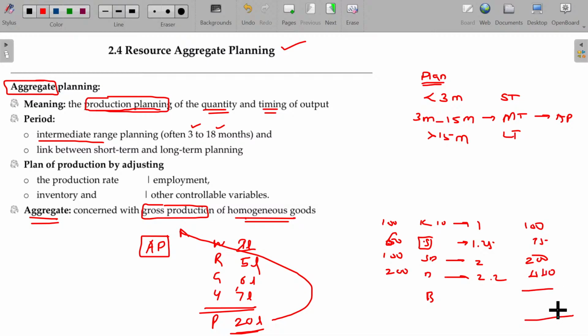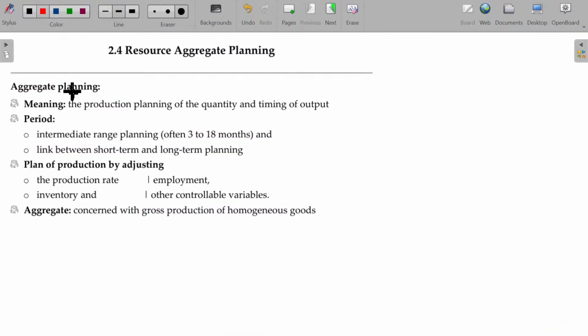Then what is the material requirement, like steel and other components, engine requirement? All these things are calculated based on the aggregate grouped production here. So hope you are now able to understand this is a prediction or planning for the intermediate range, and it's a link between short-term and long-term planning. Aggregate is nothing but concerned with the gross production of homogeneous goods. Plan of production by adjusting.